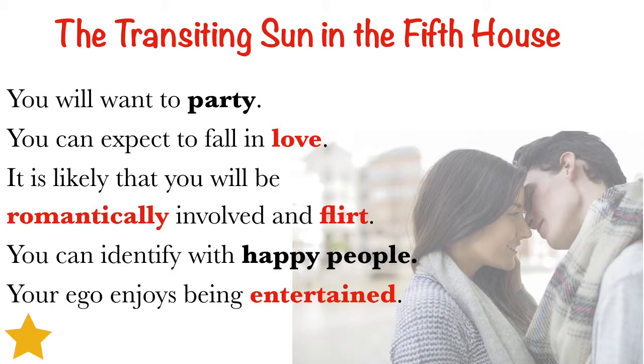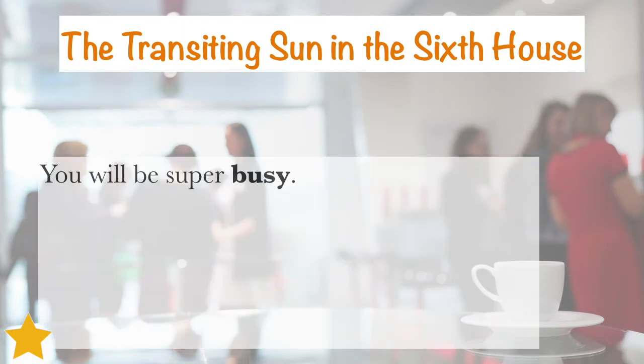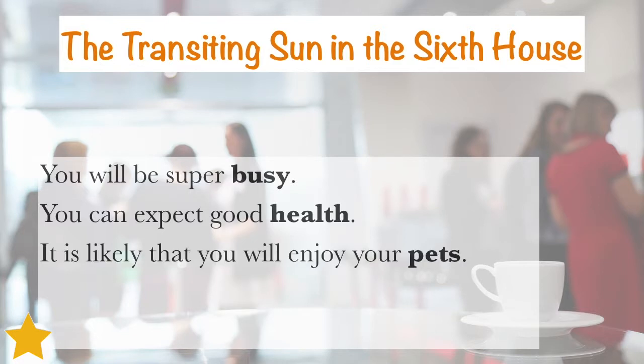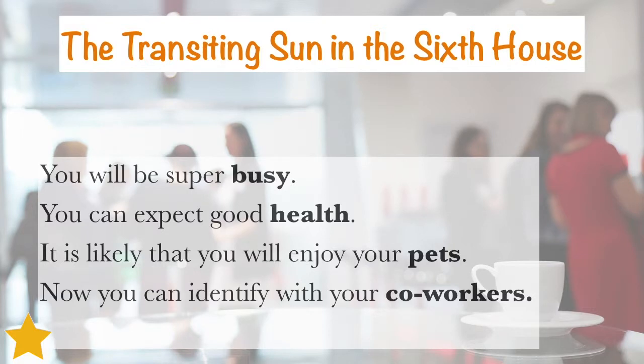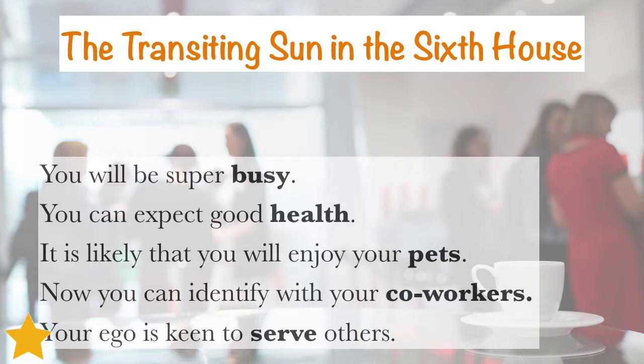5 examples of sentences that you can create and build on when you're writing sun sign horoscopes and the sun is in the 5th house. When the transiting sun is in the 6th house, you will be super busy. You can expect good health. It is likely that you will enjoy your pets. Now you can identify with your co-workers, and your ego is keen to serve others.